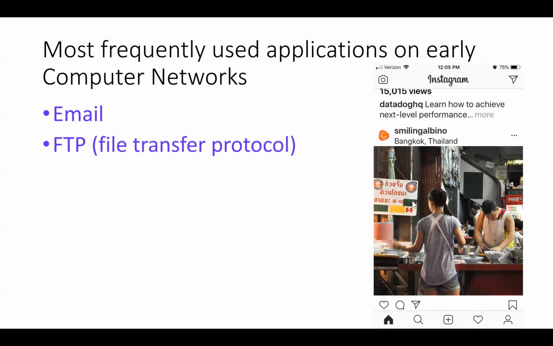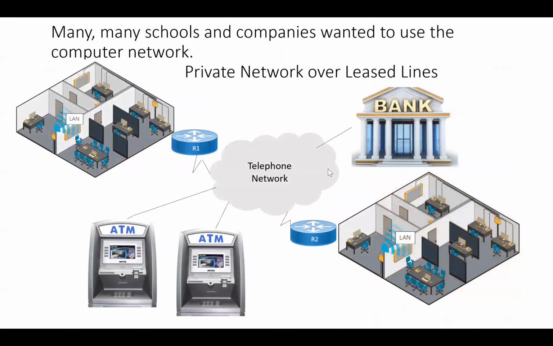So the most frequently used applications on early computers were email, which we still use today, and FTP, file transfer protocol, which we also use. You guys use file transfer protocols as well. You're transferring files when you upload a photo to Instagram. So this stuff is still in use now.